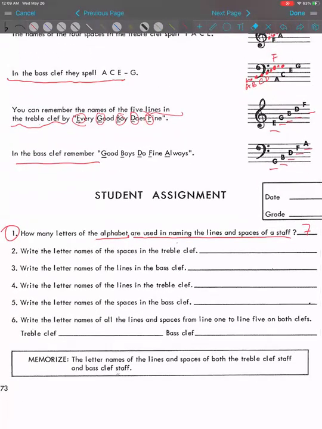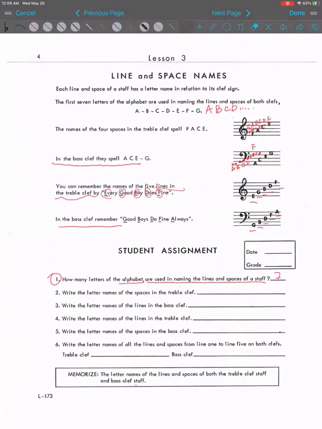Write the letter names of the spaces in the treble clef. The answers are all here, but if you can practice it without looking at it, that'll be the best. So think about first, treble clef. And secondly, they're asking spaces. So you're going to write F, A, C, E, starting from the bottom. Number 3, write the letter names of the lines in the bass clef.